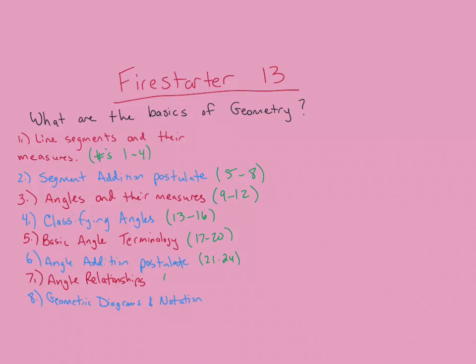25 through 28 is angle relationships. That was sort of like talking about linear pairs, vertical, and so on. And then the last ones, 29 through 32, those are the numbers that talk about geometric diagrams and notation. So these are the basics of geometry. We're going to talk about them.